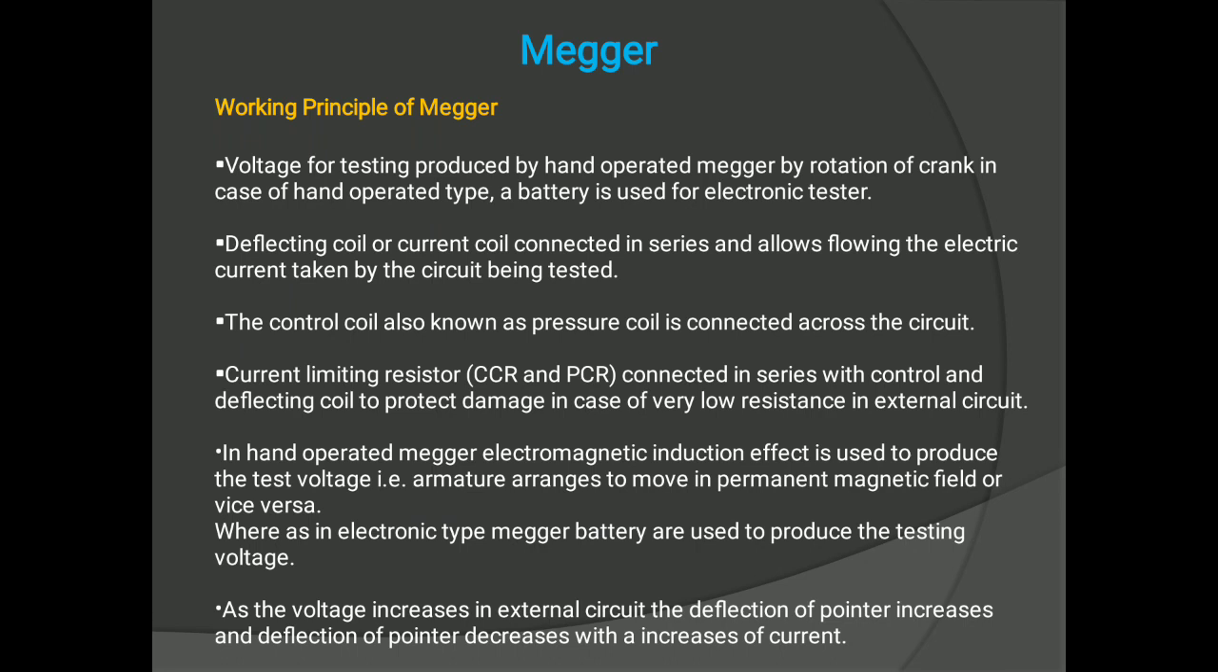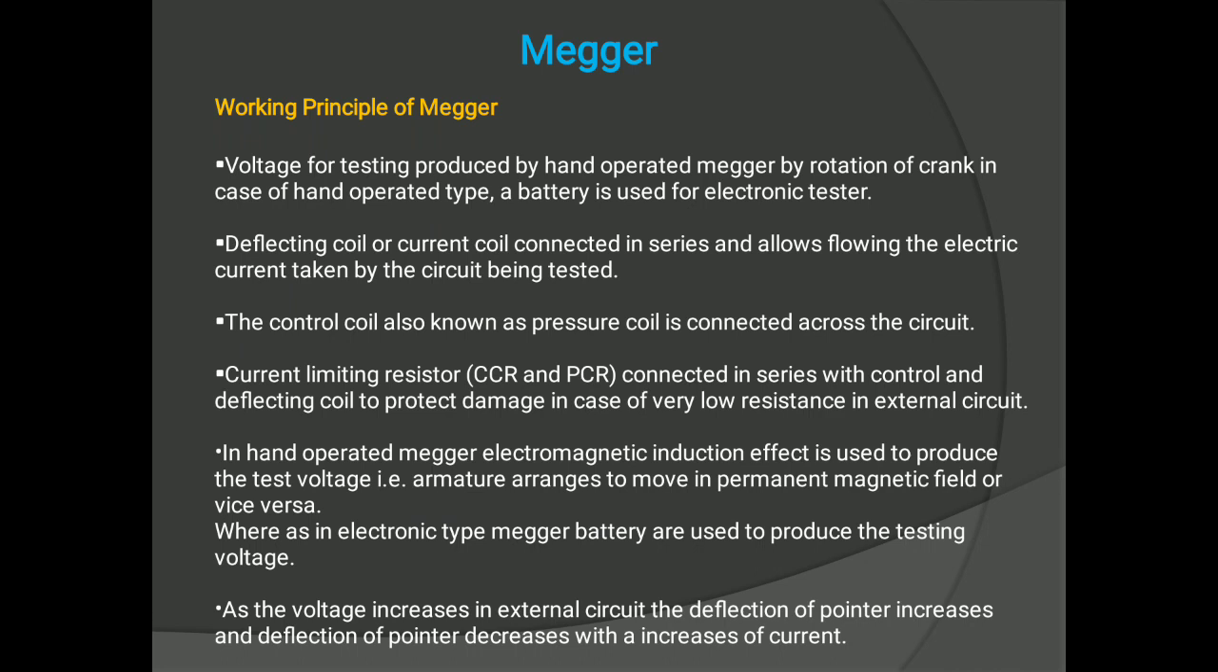In the hand operated generator Megger, the electromagnetic induction effect is used to produce the test voltage, whereas in the electronic type Megger a battery is used to produce the testing voltage. As the voltage increases in the external circuit, the deflection of the pointer increases, and the deflection of the pointer decreases with the increase of current. Now, before making connections, two leads should be touched together and the crank handle turned gently at a slow speed. The pointer should indicate zero resistance.